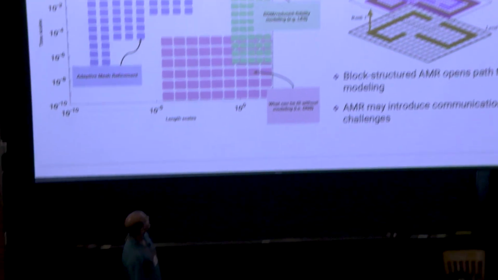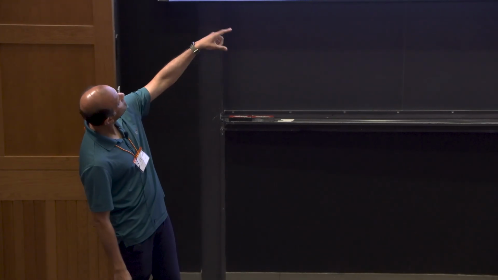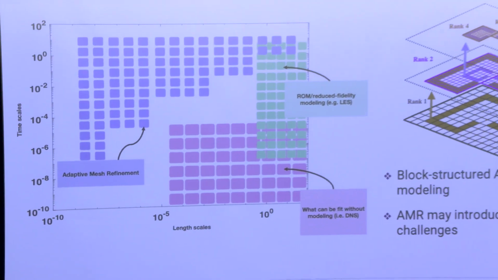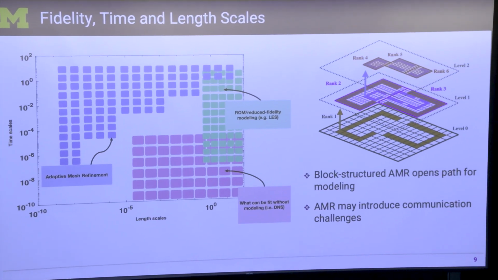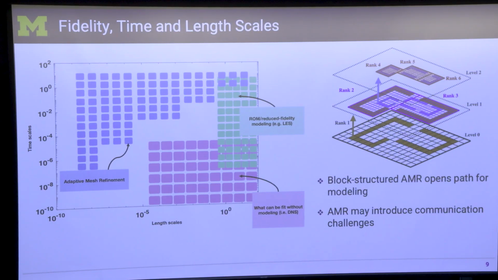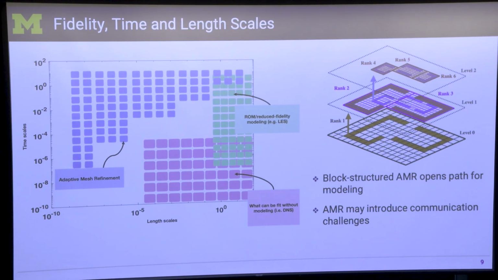Okay? So instead, we do certain things. So high fidelity simulations, to me, it looks like a purple box. I do it as pink, but it looks purple. It's what can be fit without modeling. That's high fidelity simulations, or DNS. Yeah. And what it does is you can cover a range of length scales, not all of them, but a range.